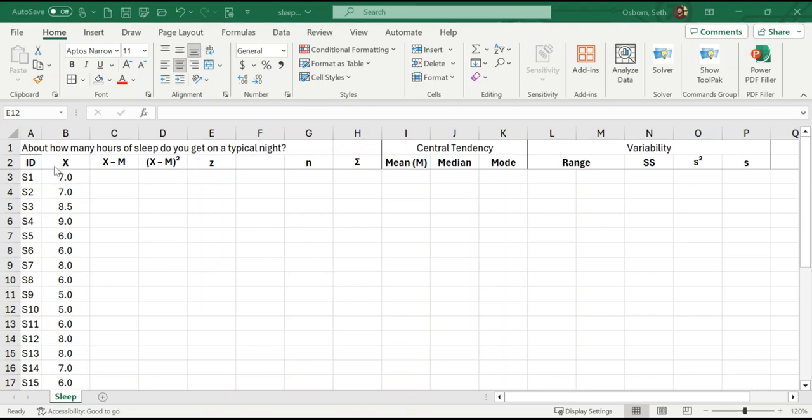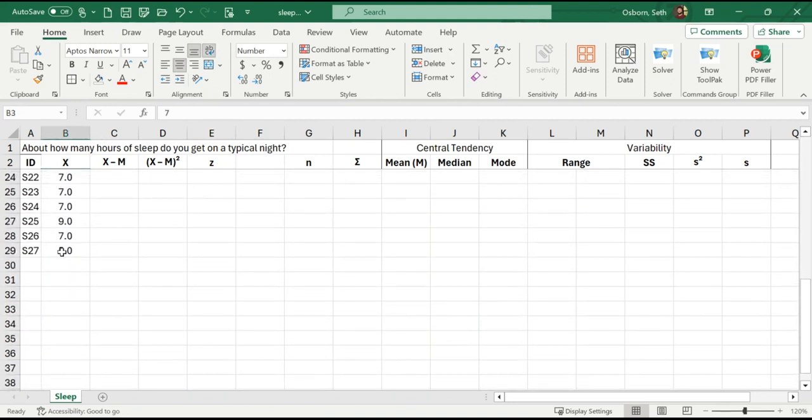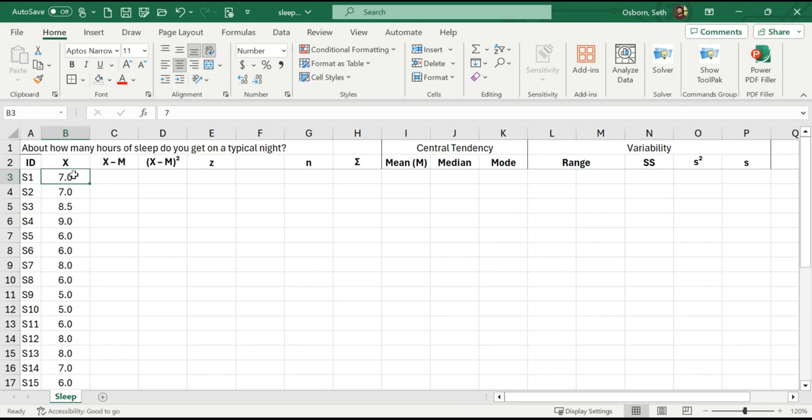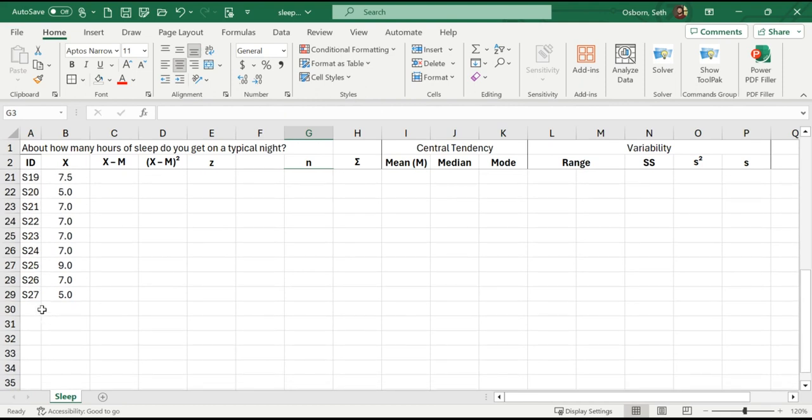So what we have here are data for 27 individuals. They reported how many hours of sleep they get per night on average. So kind of a starting place is knowing the sample size. Now, as I said, there are 27 individuals.